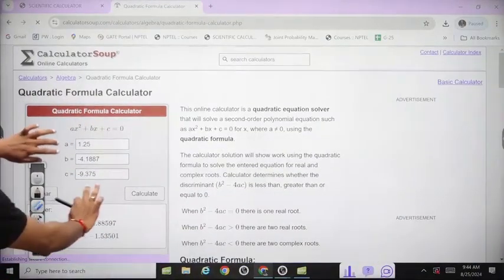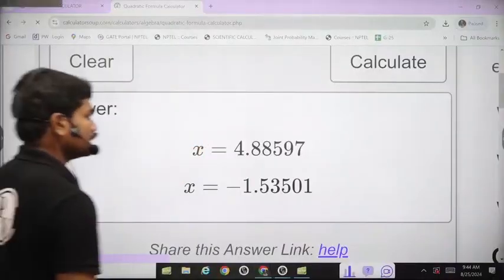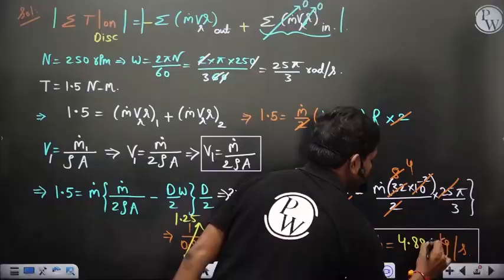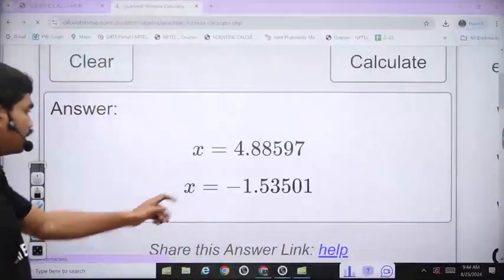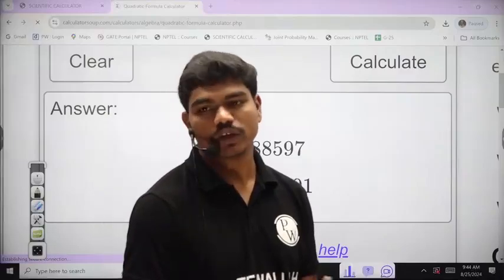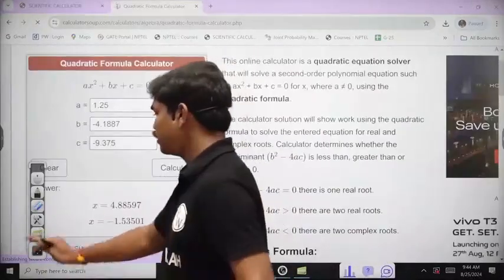So if you calculate, we got the x values, 4.88659 kgs per second, and the other value is negative, but negative is mathematically a solution, but physically mass flow cannot be negative. So 4.886 kgs per second is the actual mass flow rate in this.